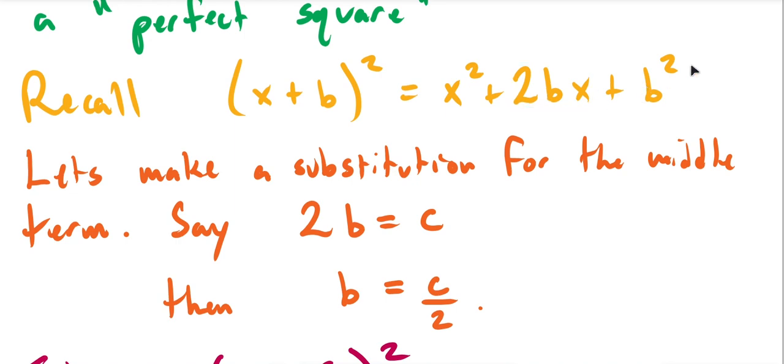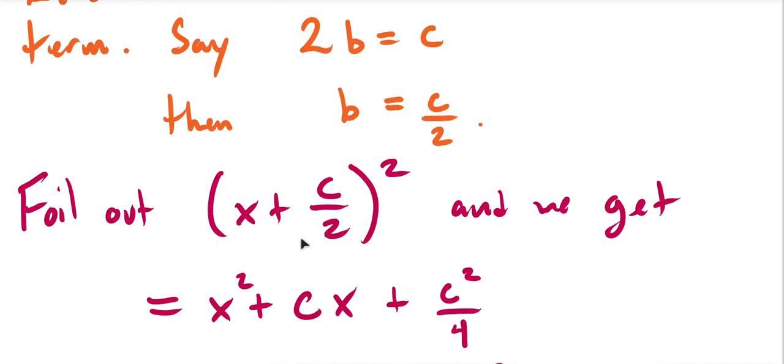But then I want to know what I'd need to do with these other components, the b squared and the b here. Well, the b is going to be half of c. And the b squared, if we expand out c over 2 squared, what we get for that, if we square b, is c squared over 4.